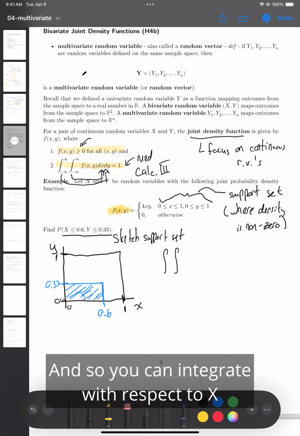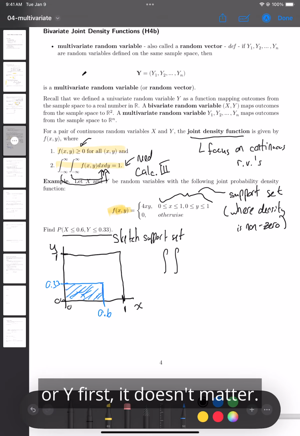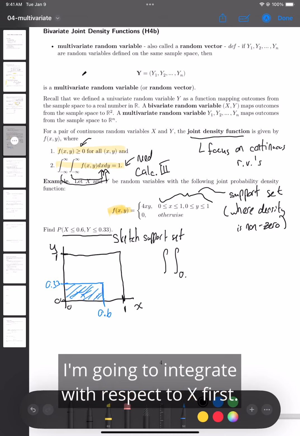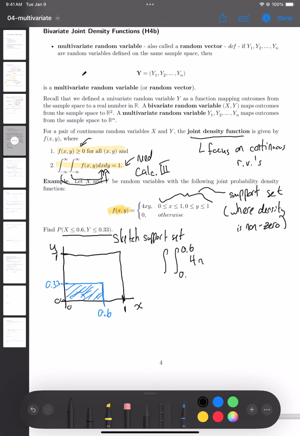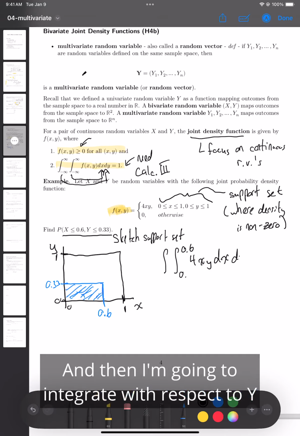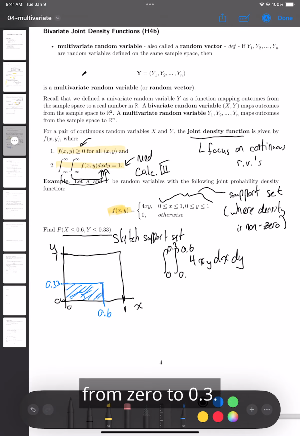And so you can integrate with respect to x or y first, it doesn't matter. I'm going to integrate with respect to x first. So my first integral goes from 0 to 0.6, and that's with respect to x, and then I'm going to integrate with respect to y from 0 to 0.3.